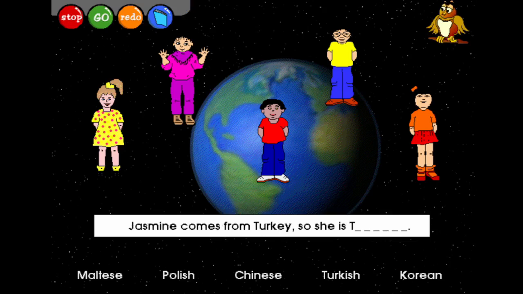Choose the classifier. Jasmine comes from Turkey, so she is Turkish. Choose the classifier. Sue is Korean because she is from Korea. Type the classifier which completes the sentence. Michael comes from Malta, so he is Maltese. Type the classifier. Jinming is Chinese because he comes from China.